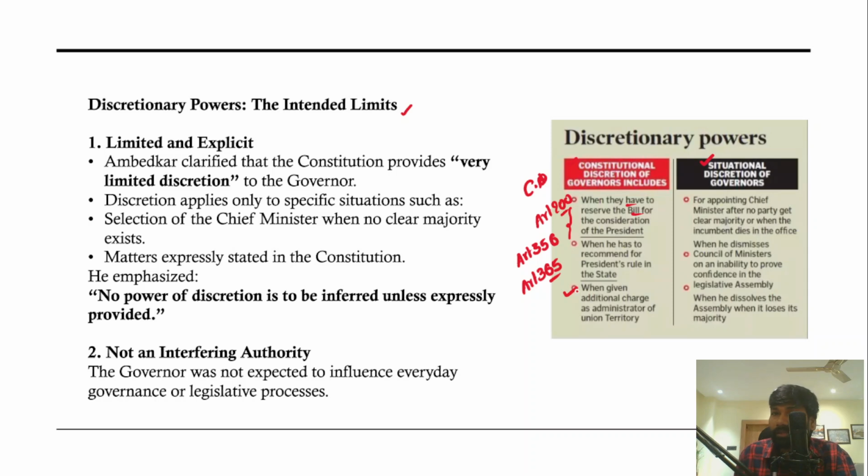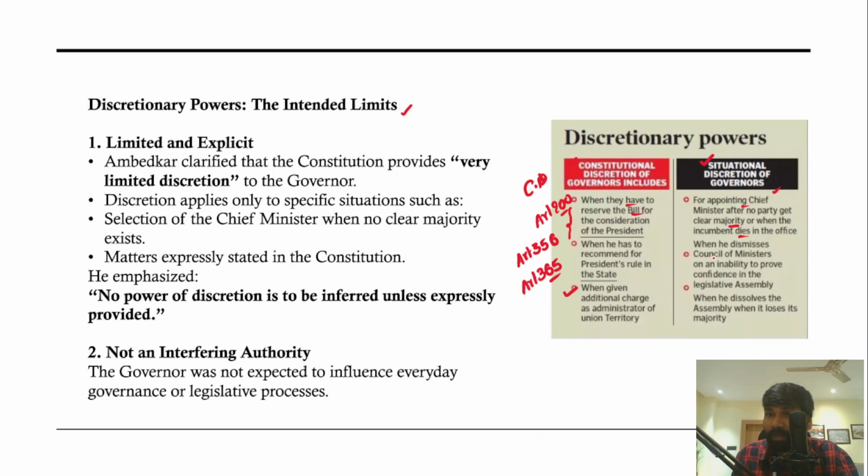And then let's understand the situational discretion of the governors. For example, when it comes to appointing a chief minister, after no party has got a clear majority or when the incumbent dies in office, it is the responsibility of the governor to call the next candidate or next political party which enjoys a majority in the house. So this also forms part of the situational discretion of the governor.